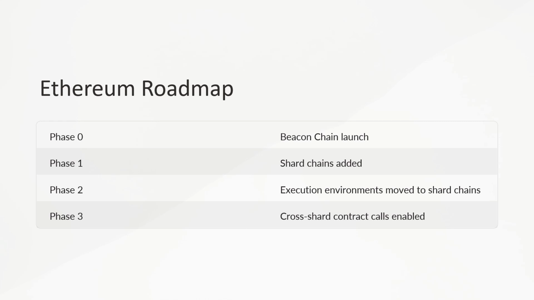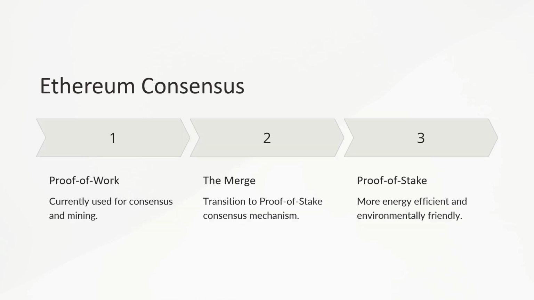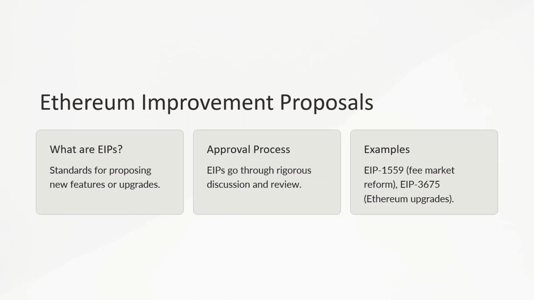The final phase in the current roadmap enables cross-shard contract calls, allowing smart contracts on different shards to communicate and interact with each other. Ethereum currently uses proof of work for consensus and mining, but it is transitioning to proof of stake, which is more energy efficient and environmentally friendly. This change from proof of work to proof of stake is known as the merge, which is brought about by Phase 0.